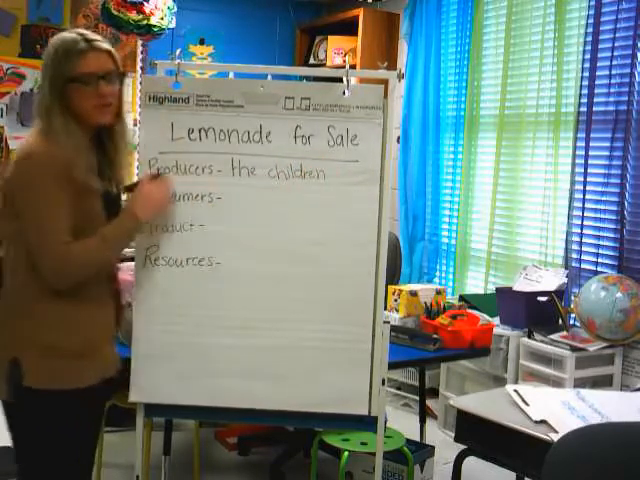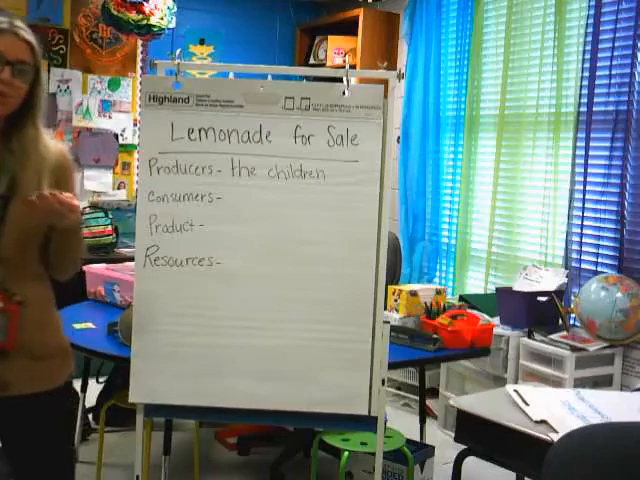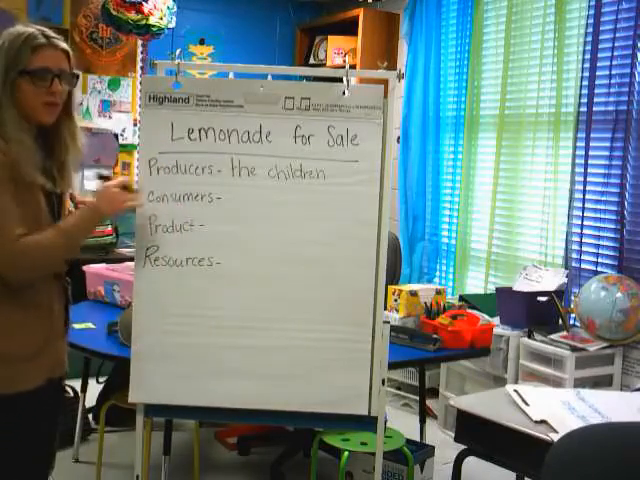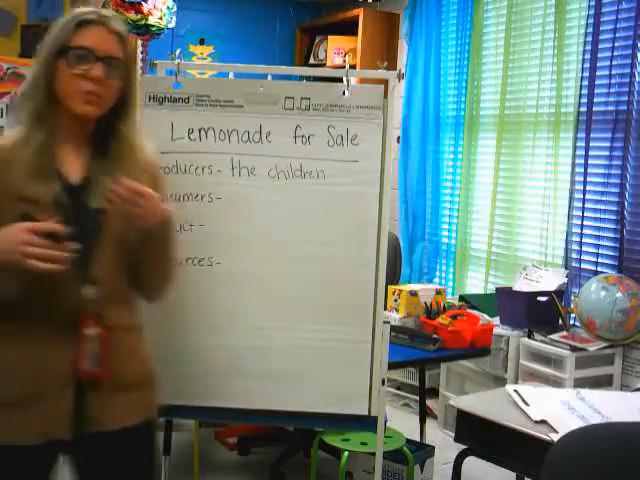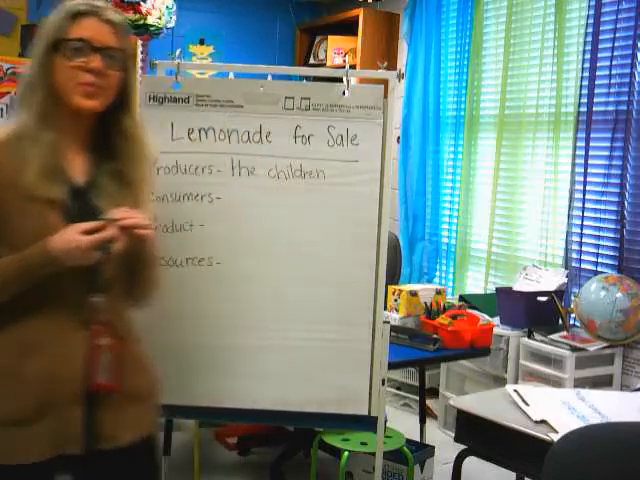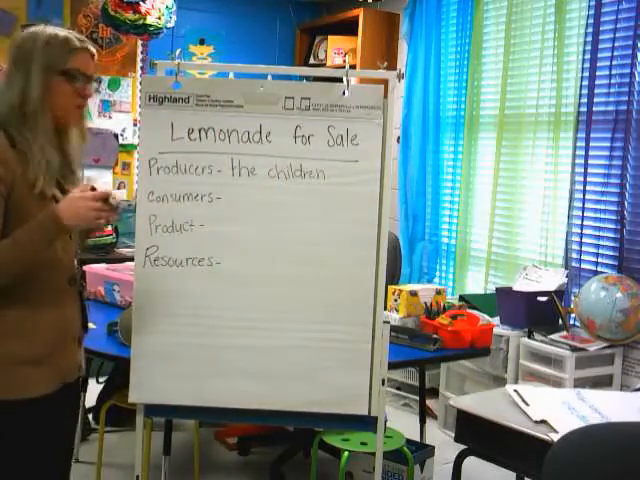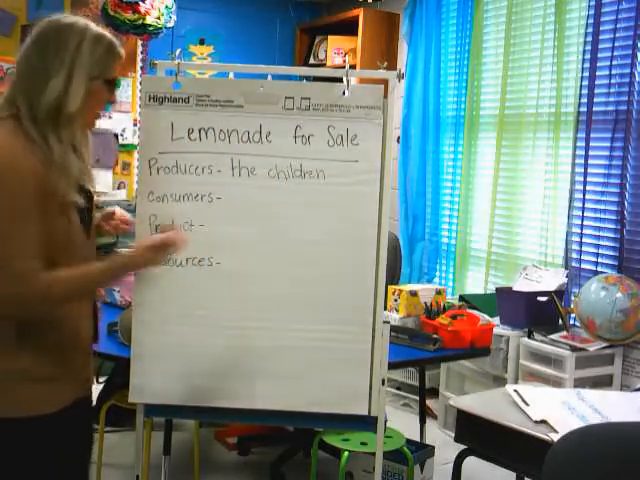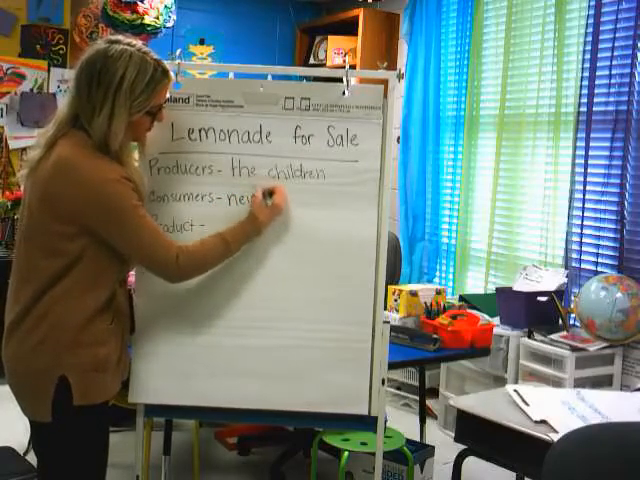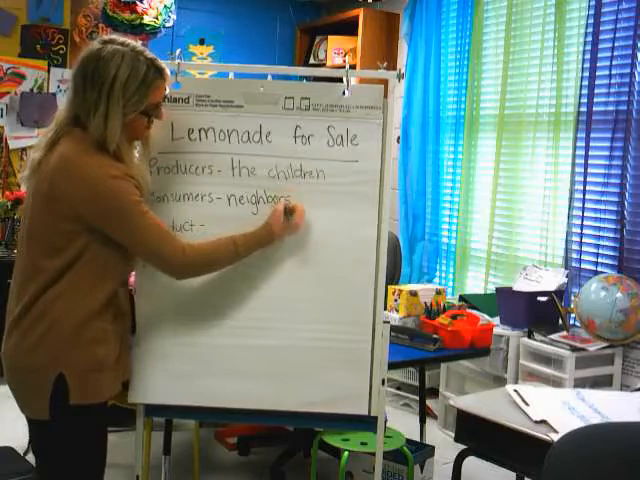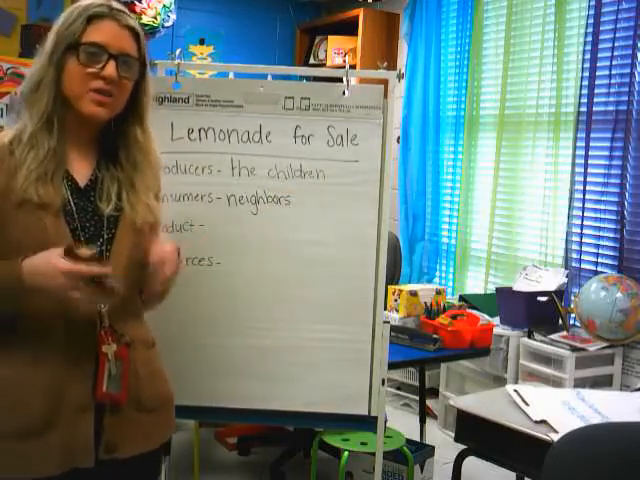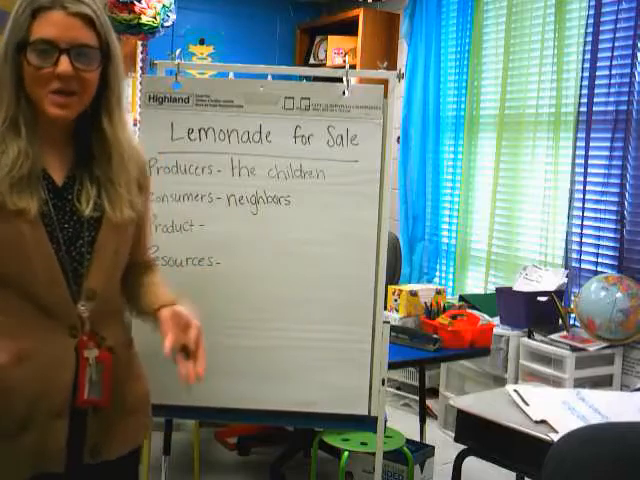Remember, a producer is someone who is selling a good or a service. Now, I want you to think about who the consumers are. Who are the people that were buying the product? You're right. It was those in the neighborhood, their neighbors. But also, it was the children because they had to buy their supplies to make their product.